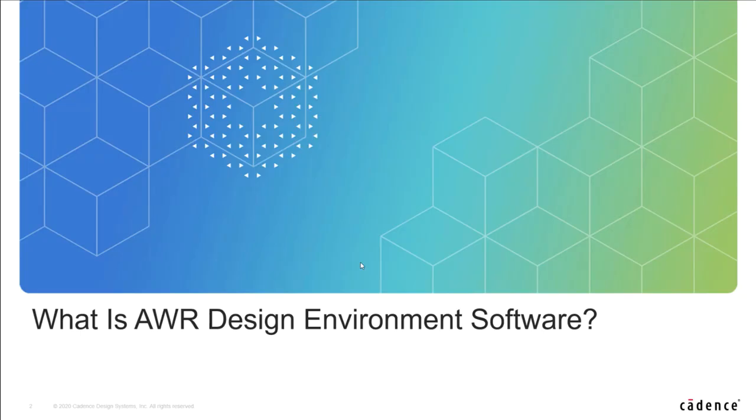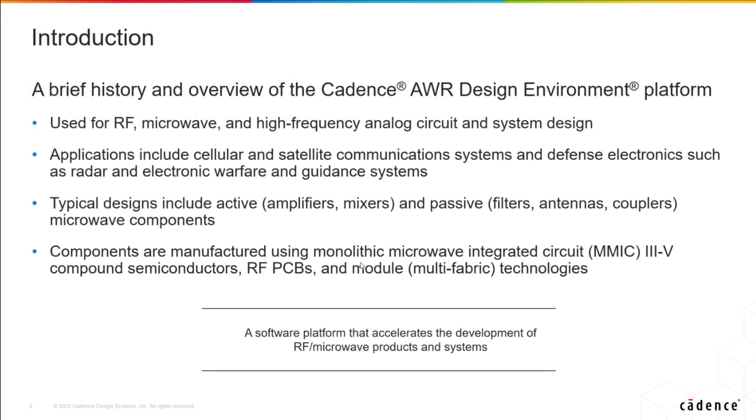Before I get into the specific topic, I just wanted to give an overview of AWR in case there's anyone unfamiliar with the AWR design environment. To give a brief history, it's primarily targeted at RF, microwave, and high-frequency circuit design. So basically, if you're familiar with the Smith chart, you're probably familiar with AWR. The applications are listed here: cellular, satellite, radar, electronic warfare. We do active devices like amplifiers and mixers, and then of course passive devices such as filters, antennas, etc.